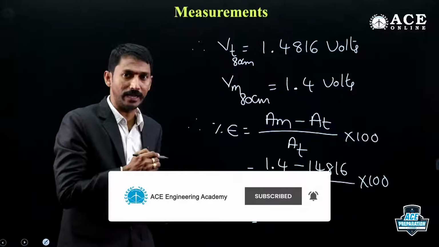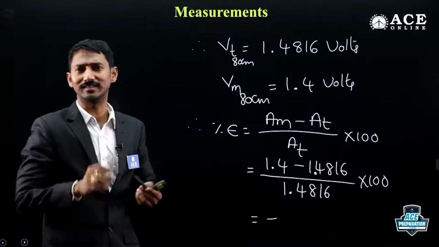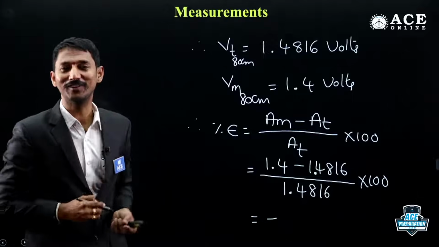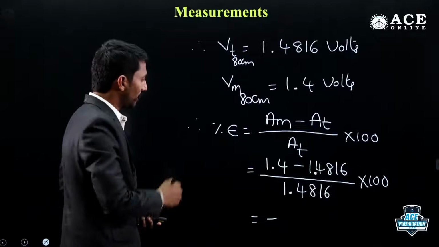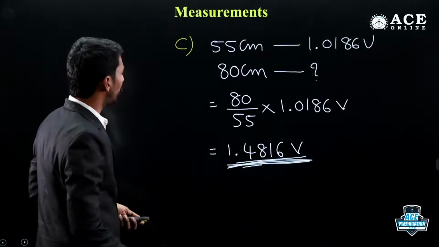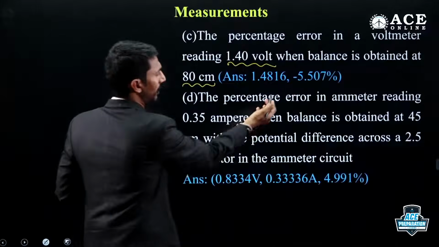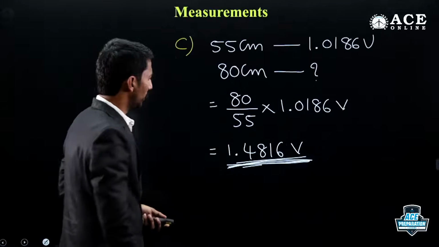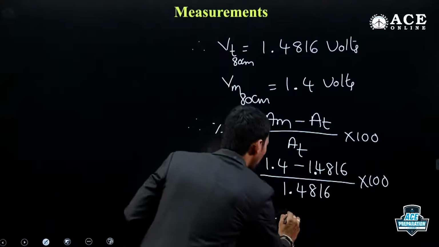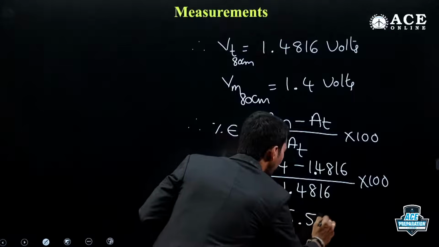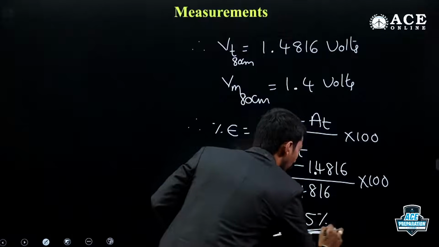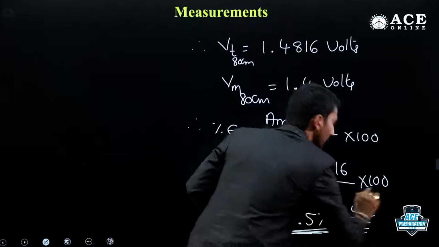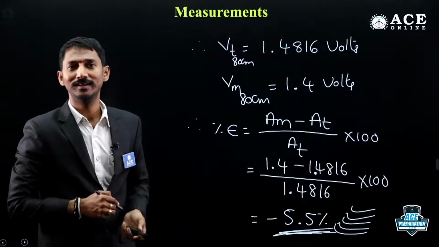Now calculate and verify with my value. I am giving the values directly to avoid the calculation time. You calculate and verify with my values, right? If you simplify this, you are going to have, as I already gave you, minus 5.5% approximately. So therefore, I can write here minus 5.5%. So this is one answer. That is the part C answer. Clear?